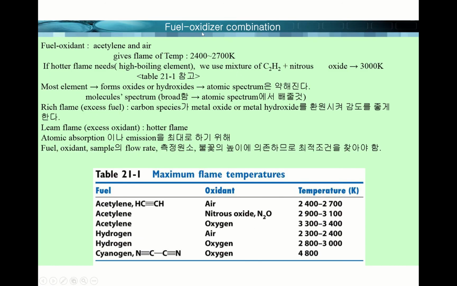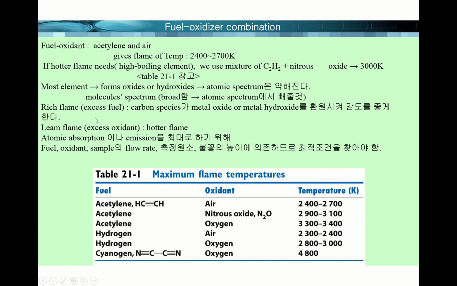And depending on the fuel oxidizer combination, the flame temperature also changes. For example, ethylene is fuel and air is oxidant. With this combination, the flame temperature can be raised to 2400 to 2700 K. If a hotter flame is needed for the high boiling elements, we use a mixture of acetylene plus nitrous oxide, and then we can increase temperature to 3000 Kelvin.